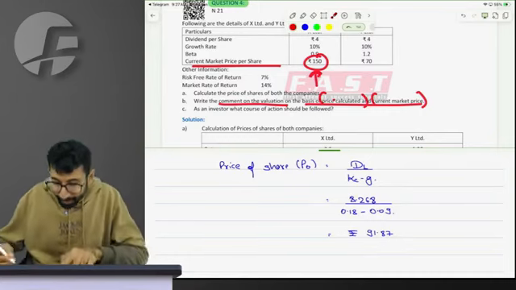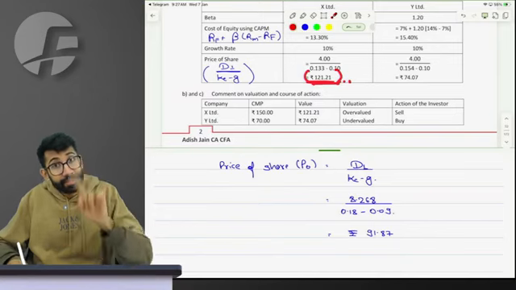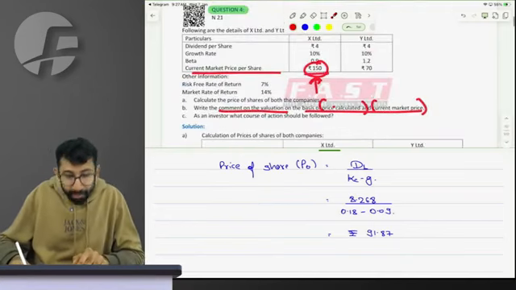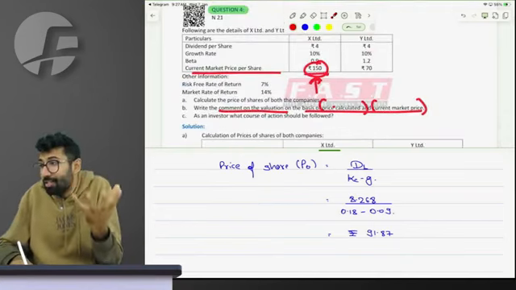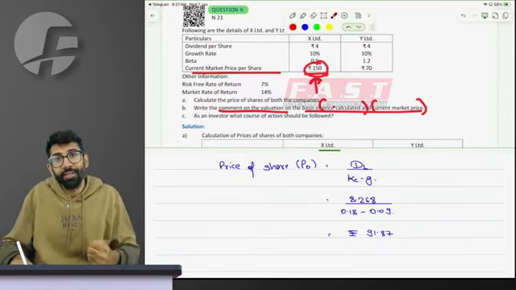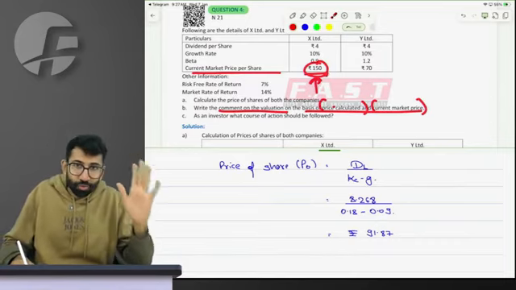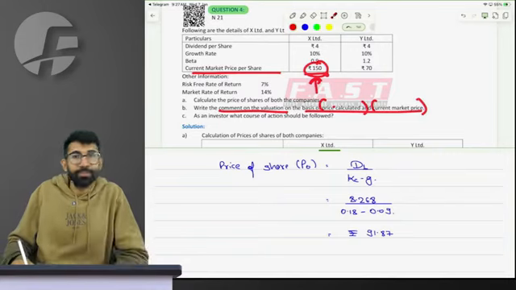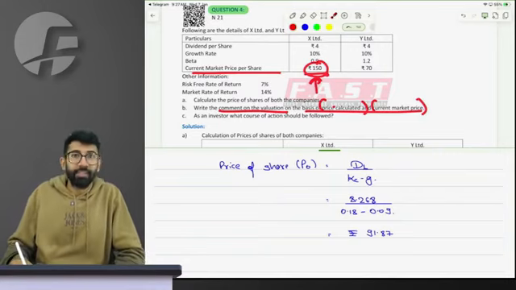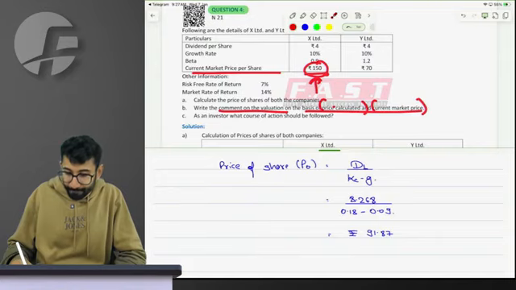True or false? The price that I calculated is less than the price which is there in the market, which is why the share can be said to be undervalued and I should buy it. True or false? Every single student will have to think and answer this question. Come on.